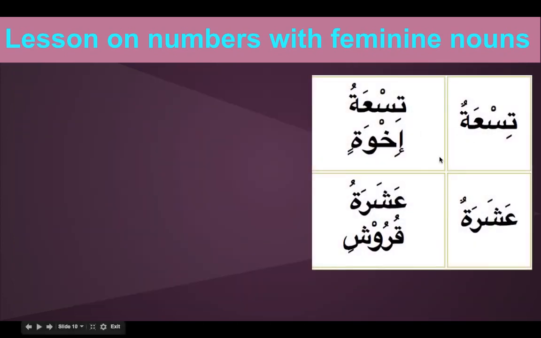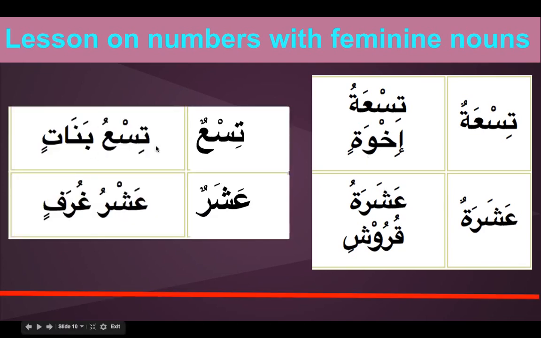So we got tis'a and ashra. So tis'atu ikhwatin. Ikhwatin is plural for brothers. Ashratu qurushin. So for feminine nouns we have tis'u banatin, asharu ghurafin. Ghurafin is plural for ghurfatun. So there's no ta marbuta or ta maftuha, but the plural is called ghuraf. So ghurafin. It's for rooms. The 10 rooms.